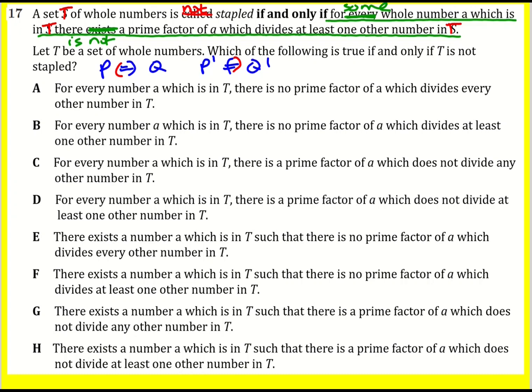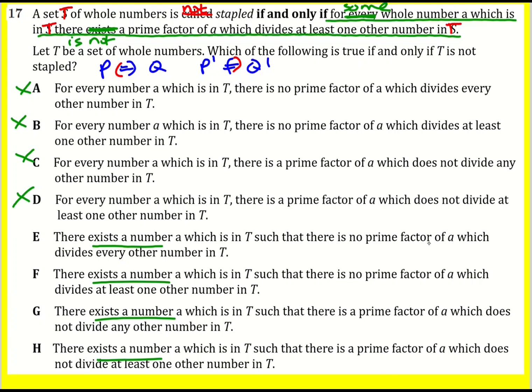So let's look at the options at this point. Because we've got for some whole number A, we can immediately rule out all these ones that say every. The other four have there exists, there exists, there exists, okay, which is the same as me saying for some. Now I've got the fact that there is not a prime factor of A which divides at least one other number in T. Let's look for the options.